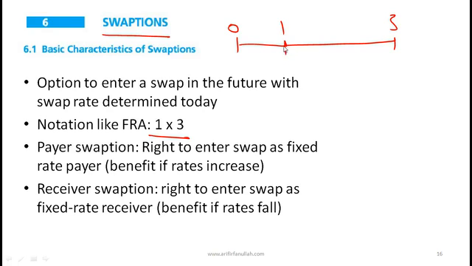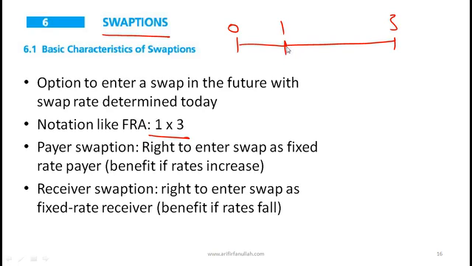But you are uncertain. Let's say you want to be the fixed rate payer, but at time 0 you are uncertain about the fixed rate on swaps 1 year later. So what can you do? You can enter into a swaption at day 0. The swaption gives you the option to enter into a swap.